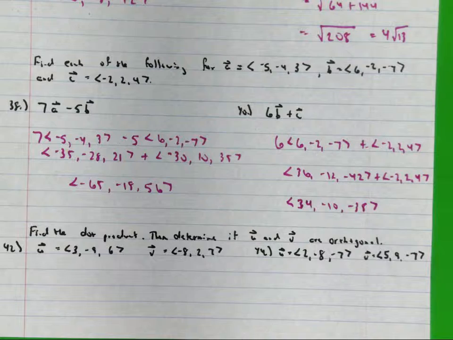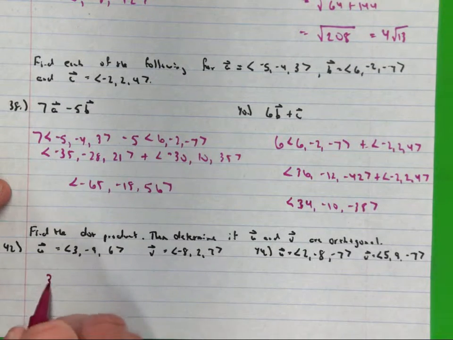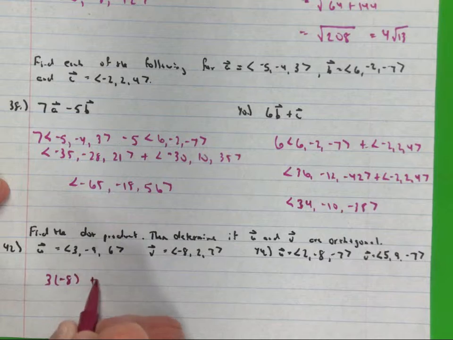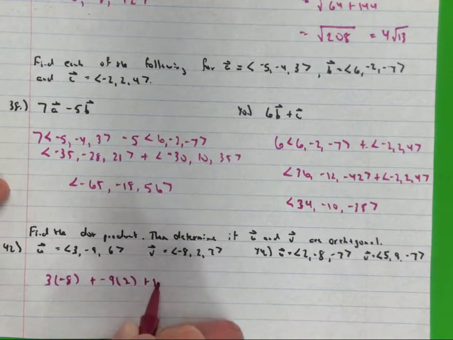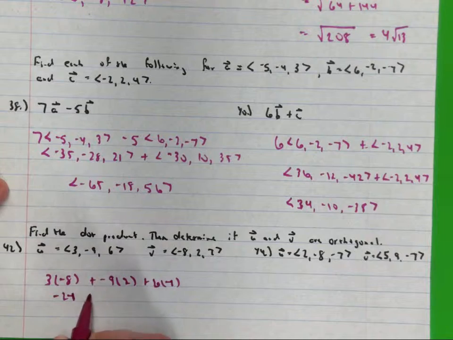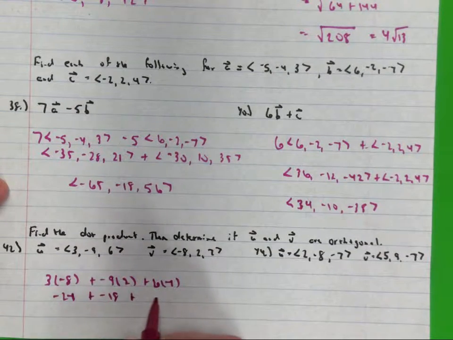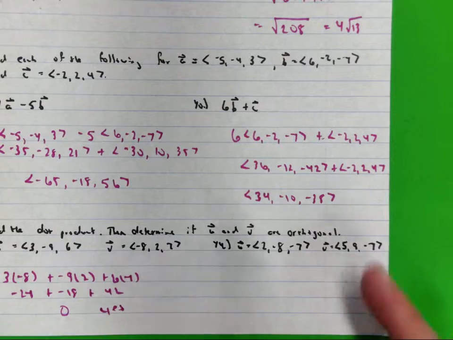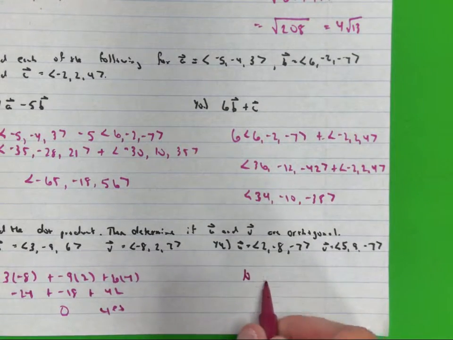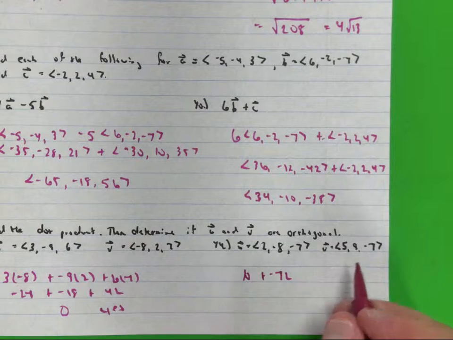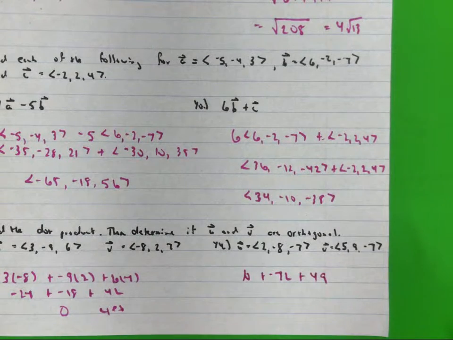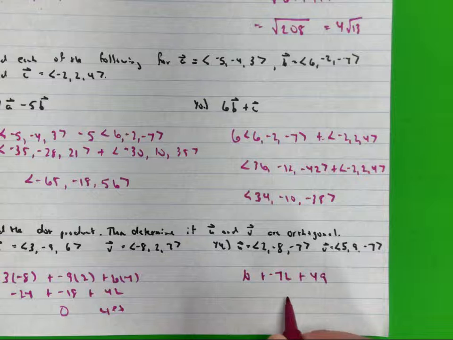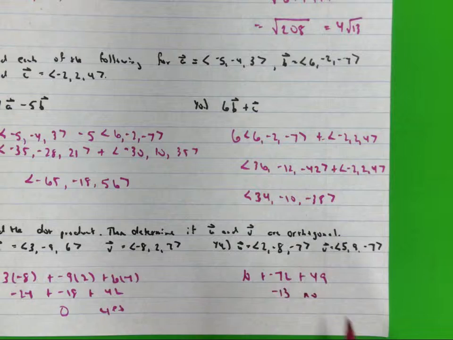And the last two, your homework, find the dot product. So 3 times what? Plus negative 9 times. Plus 6 times. That gives you 0. Are they orthogonal? Yes. Number 44, 2 times 5 is 10. Negative 8 times 9 is negative 72. Negative 7 times negative 7 is 49. So that gives me negative 62. Did y'all get negative 13? And that is no.